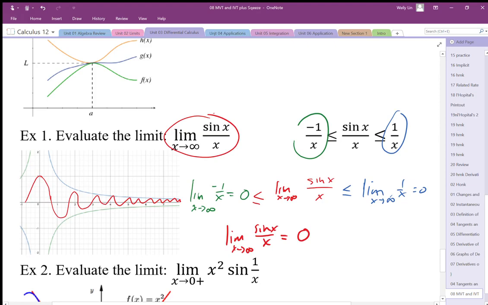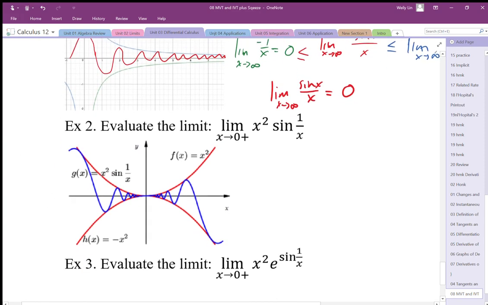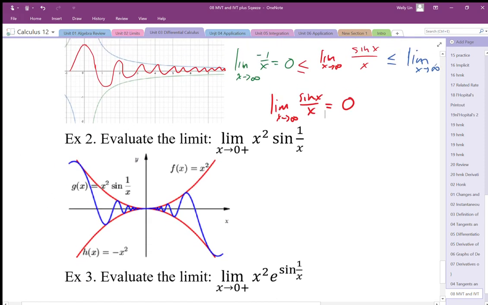We squeeze this function in between an upper and lower function. Another example would be this one, where we have x squared times sine of 1 over x, as x goes to 0 from the positive side. This is becoming sine of infinity. Okay, that's a problem, because we don't know what sine of infinity is.